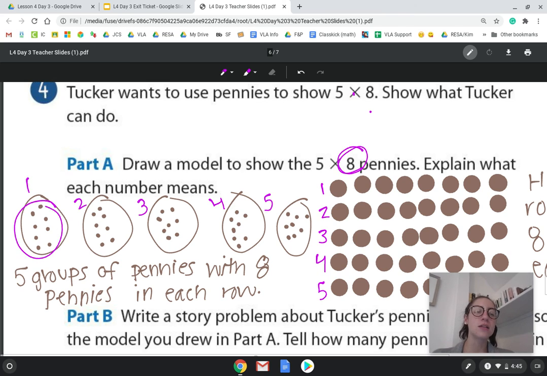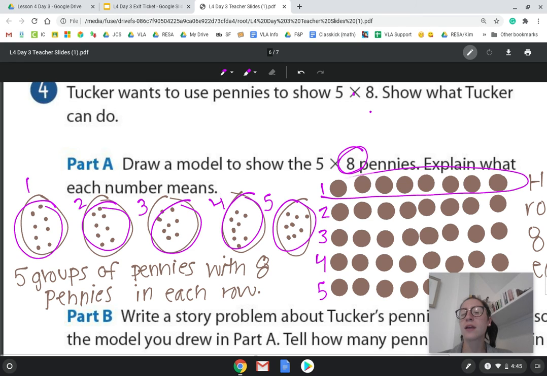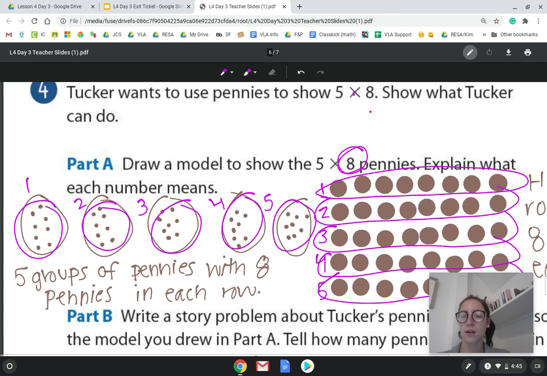So we've got 8, 8, 8, 8, and 8. We also know that if you were to draw an array, you would want to have 8 pennies in each row. So we've got 8 pennies, another group of 8, another row with 8, and another, and another. All right, there you go.